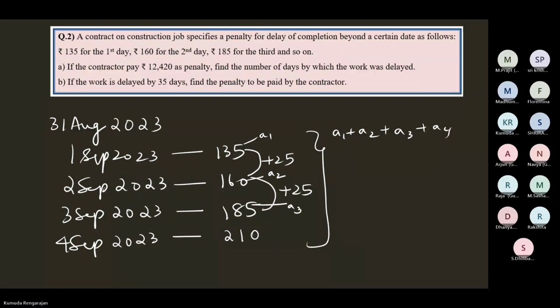So if the work is completed by the evening of 4th September 2023, then the penalty to be paid by the contractor will be 135 plus 160 plus 185 plus 210. That is A1 plus A2 plus A3 plus A4, which means the penalty to be paid is S4. Every term of the AP here represents the penalty for a particular day. Don't think, children, I'm taking too much time to explain the question. That's very important because you need to understand if your answer is A4 or S4.